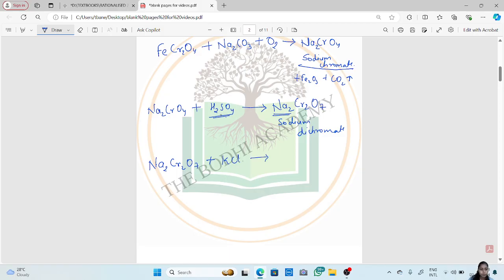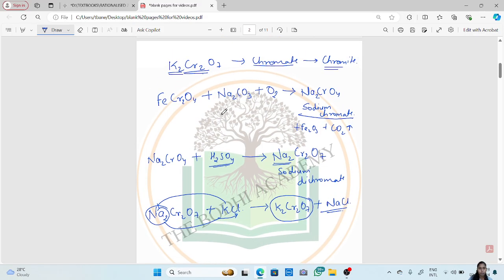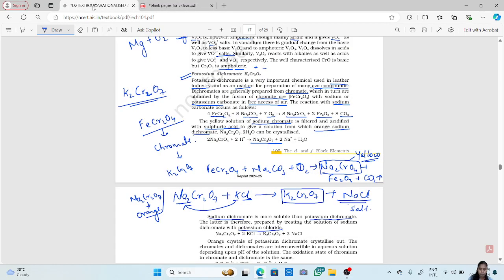Here what will happen? This potassium will replace the sodium. Okay, so it will become K2Cr2O7 plus. This sodium will combine with Cl. Okay, so it will become NaCl, which is a salt molecule. Now we got our product, that is potassium dichromate. So this is how we prepare potassium dichromate. Okay, so this is the preparation process of potassium dichromate.